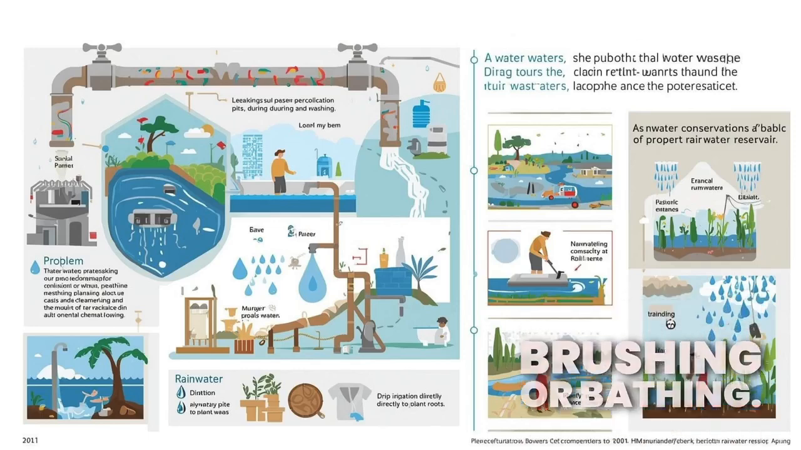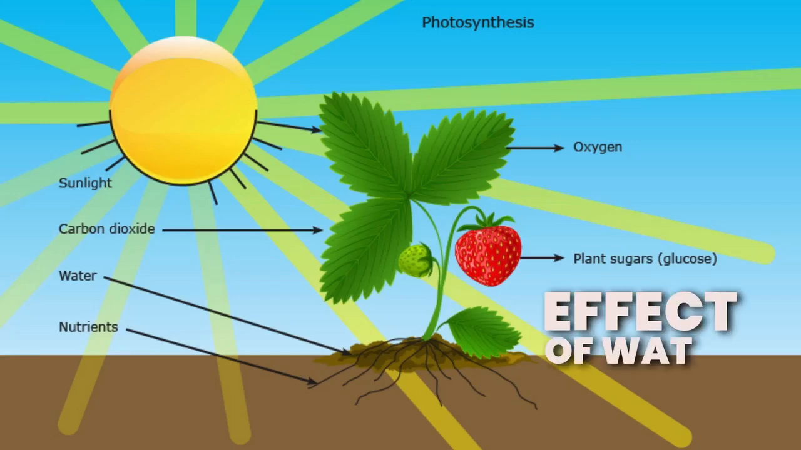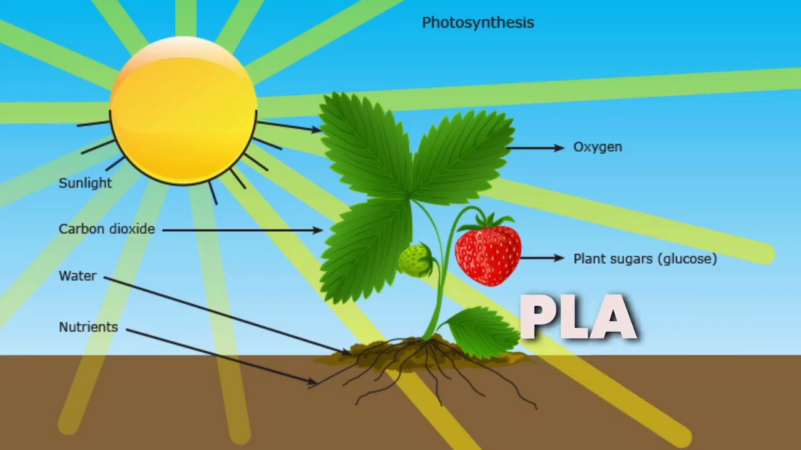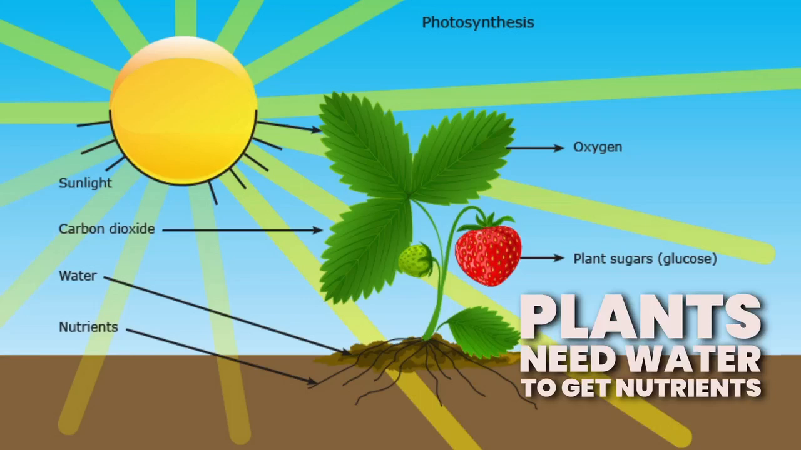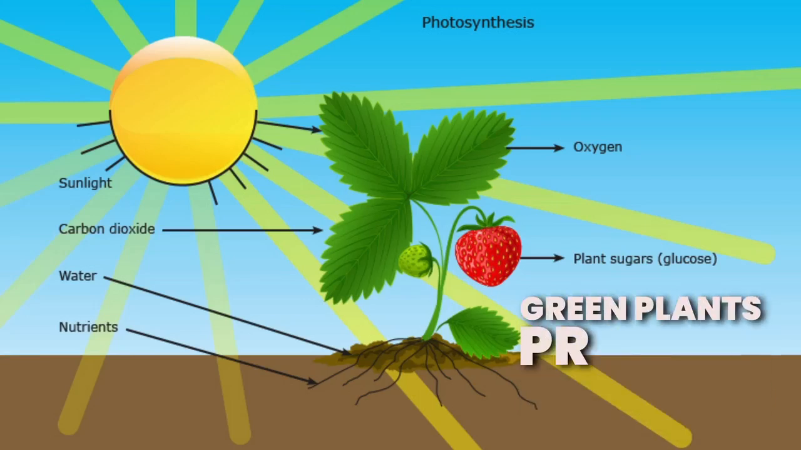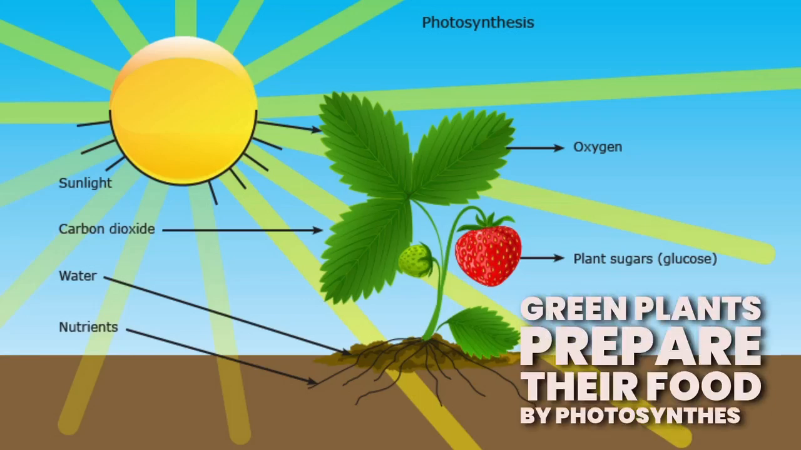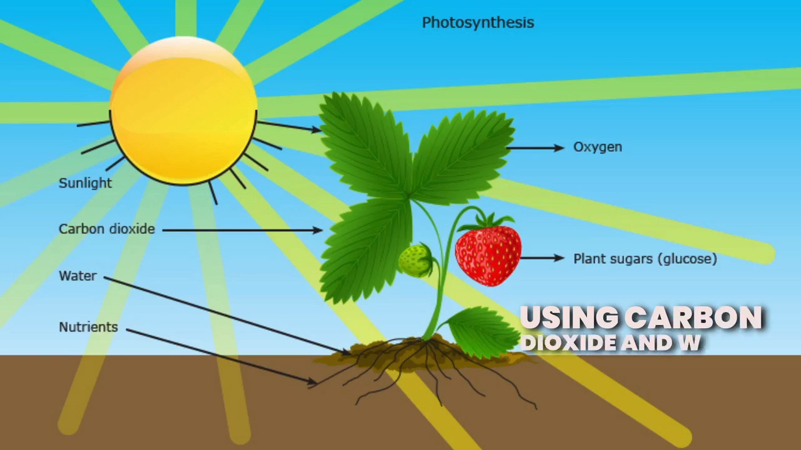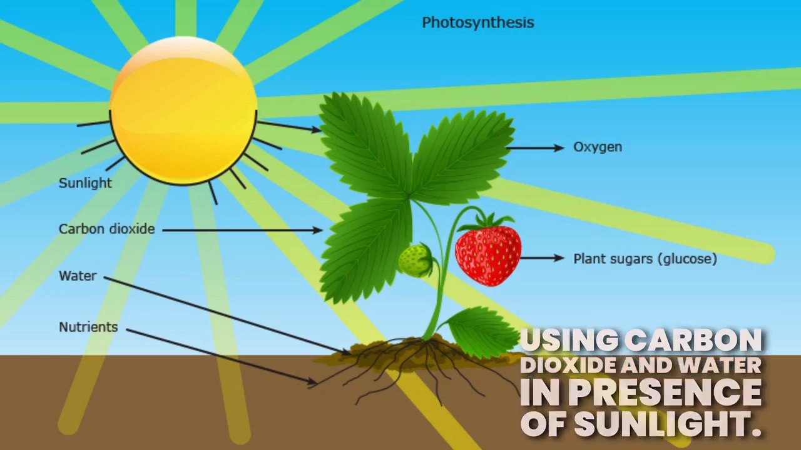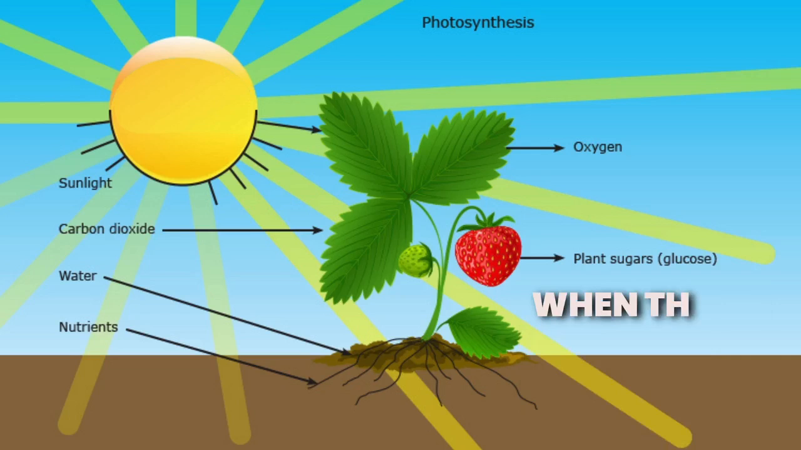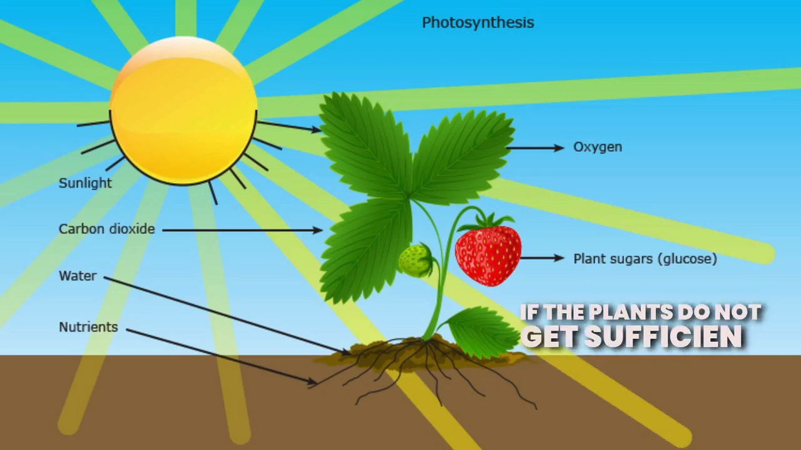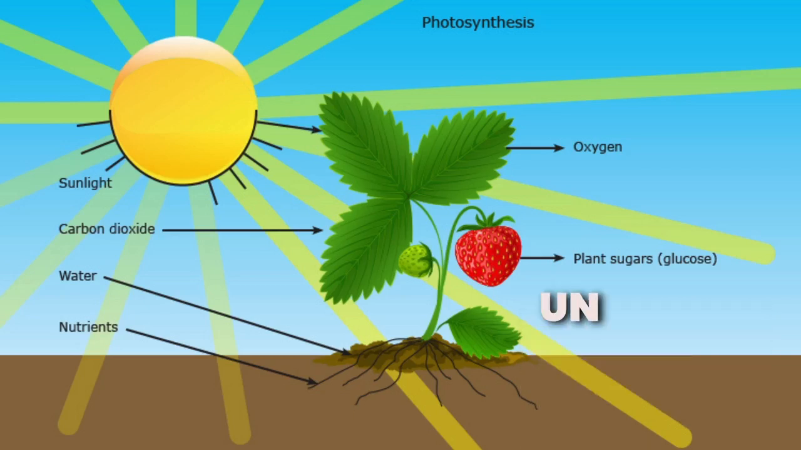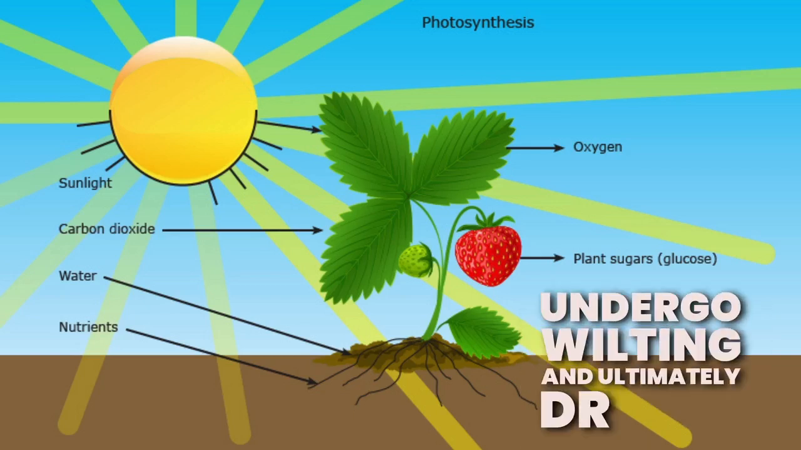Effect of water scarcity on plants. Plants need water to get nutrients from the soil. Green plants prepare their food by photosynthesis using carbon dioxide and water in presence of sunlight. What happens to plants when there is not enough water for them? If the plants do not get sufficient water for a few days, they undergo wilting and ultimately dry up.